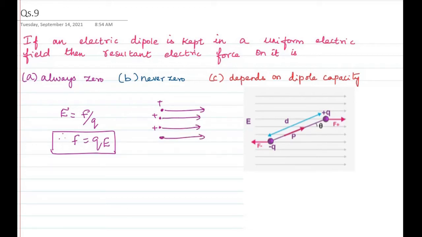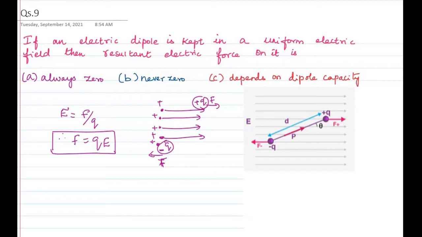When you place a positive charge q here, what happens? This positive and positive get repelled, so the force will be in this direction. When you place a negative charge here, this negative charge will be attracted by the positive charge, so the force will be in this direction. Are you able to get it? So plus q gets repelled by this positive charge, and minus q is attracted towards the positive charge. This is a repulsive force and this is an attractive force.